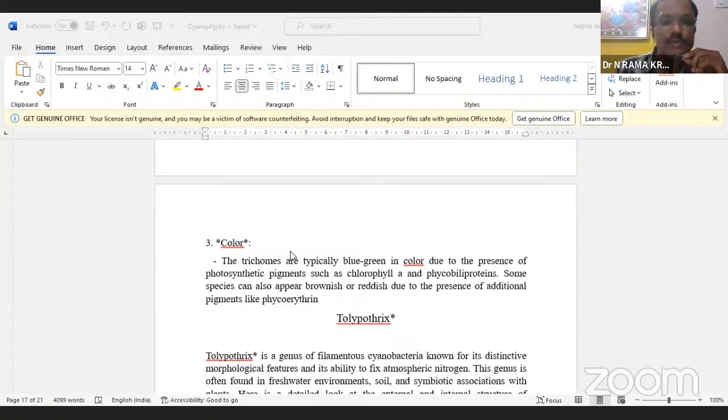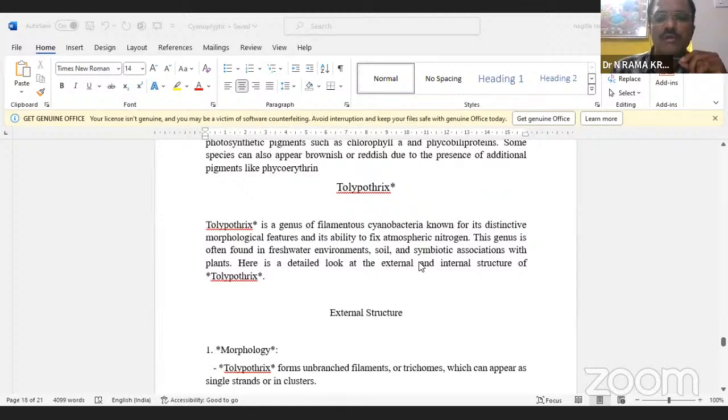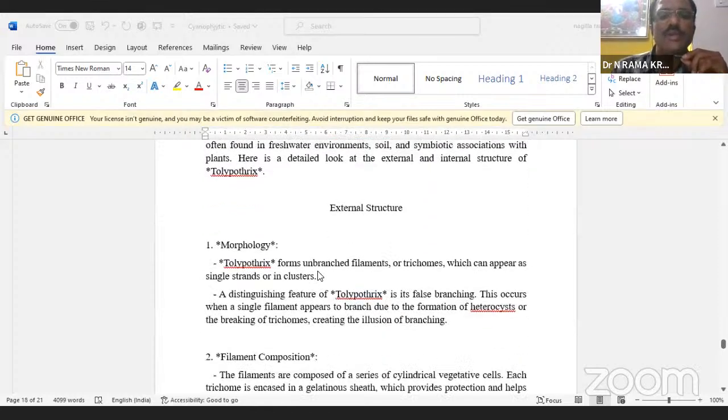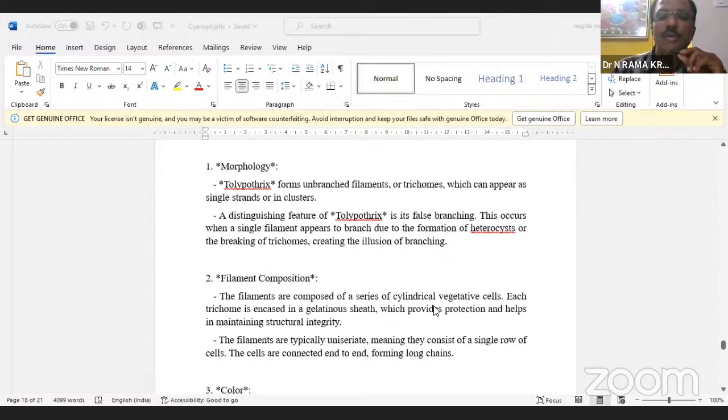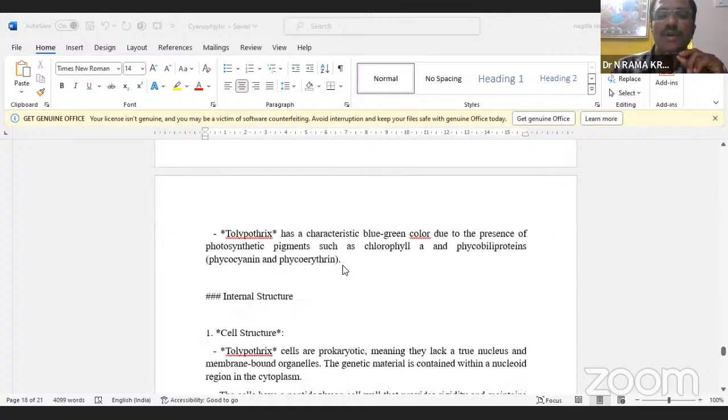And the next one is Tolypothrix, almost the same. Tolypothrix is a filamentous, unbranched filament, with trichomes which can appear as single strands or in clusters. Now you see the filament, the cylindrical vegetative structures. The colors, chlorophyll a, chlorophyll b, pigments, we are looking at in this one.